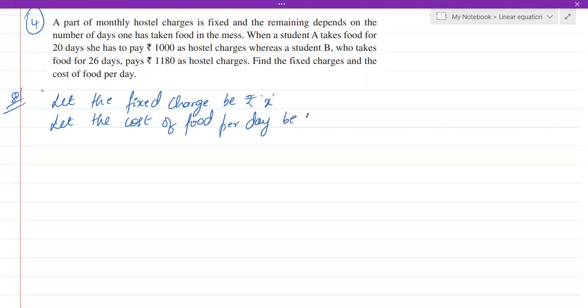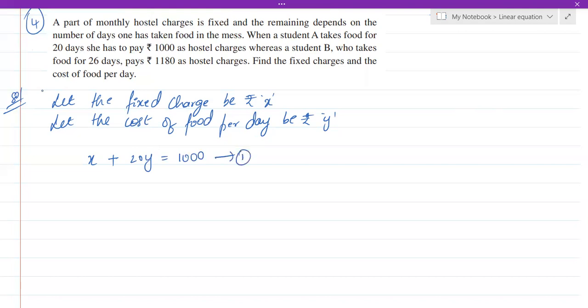be rupees Y. Now the first person, that is student A, has to pay this fixed charge X rupees. Definitely he has to pay. Plus, how many days is he staying? He is staying for 20 days. For 1 day, the food cost is Y rupees. For 20 days, it is 20Y. That will be how much? 1000. So that will be your equation 1.